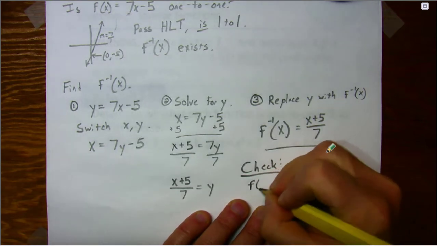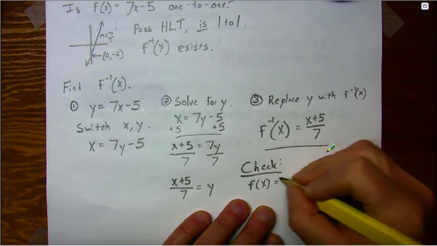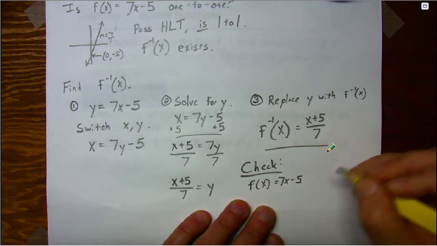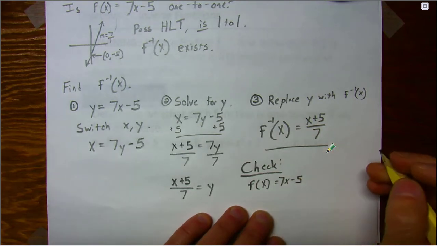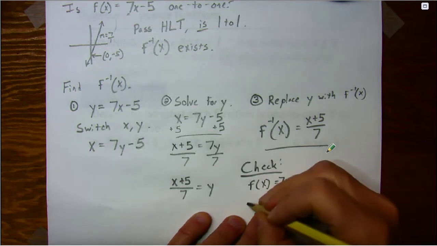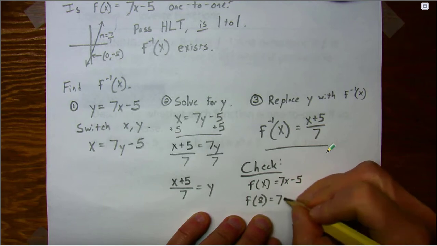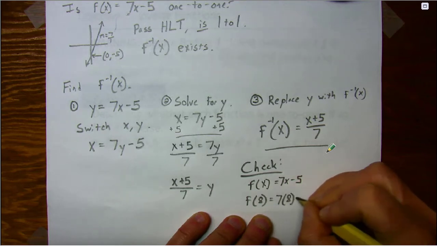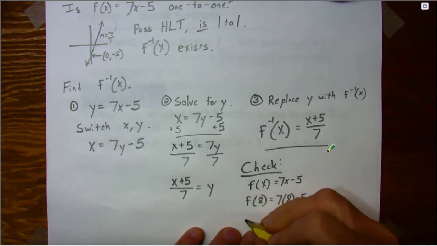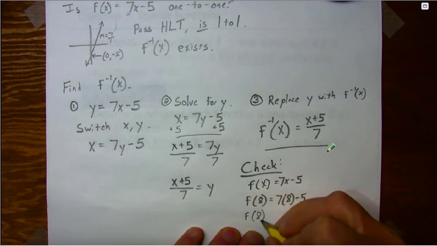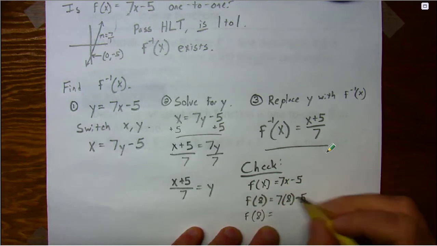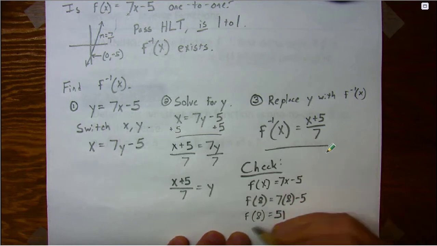Our original function, f of x, was equal to 7x minus 5. Let's pick a number and plug in there. I'm going to choose 8. Then f of 8 turns out to be 7 times 8 minus 5, or in other words, 56 minus 5, 51. In other words, the ordered pair (8, 51) would be on our line.